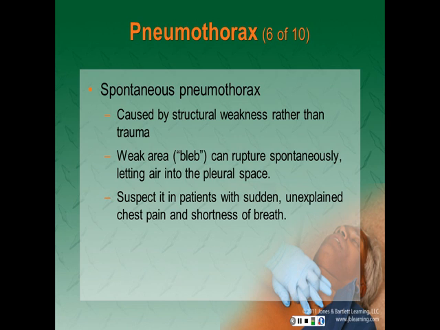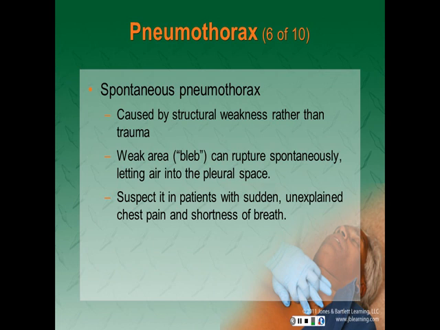A spontaneous pneumothorax is caused by structural weaknesses rather than trauma. The weak area is called a bleb, and it will occasionally rupture spontaneously, allowing air to leak into the pleural space. It can occur during normal breathing or during times of strenuous physical activity. The patient experiences sudden sharp chest pain and increasing difficulty breathing, and a portion of the affected lung collapses.